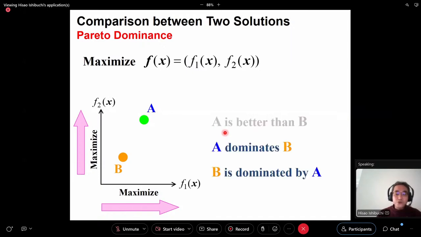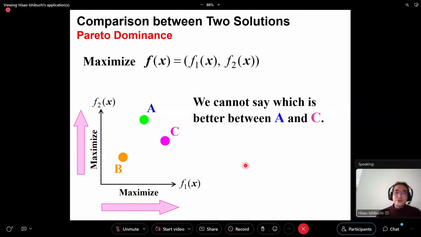In this situation, we say that A dominates B. Dominate is a special English word which is used in multi-objective optimization. And in this case, B is dominated by A. A dominates B, and B is dominated by A, and A is better than B. All of them have the same meaning. It's very clear. We can easily compare two solutions using two objectives in this case.